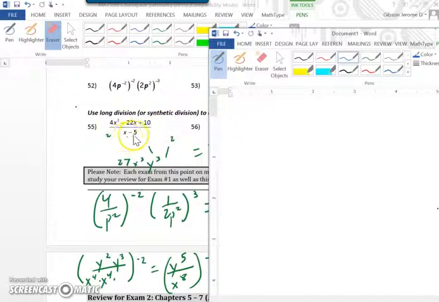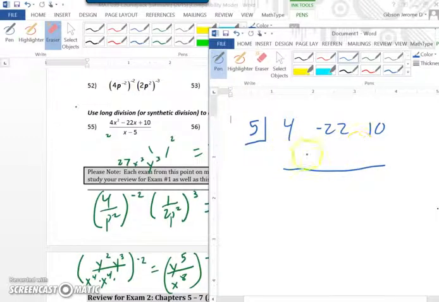We look here at the denominator. We have x minus 5. So we know we do our divisor here, and we'll take the opposite of negative 5, which is positive 5. Now we would list all of the coefficients. We have 4, negative 22, and 10. So we'll draw a line here. We leave some space down here so we will be able to write numbers. And we'll draw this line in between the last two numbers here.